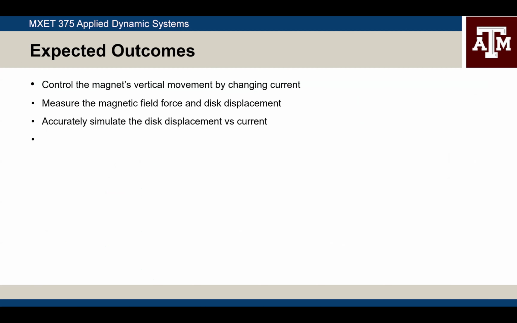So what do we hope to accomplish? First, we want to be able to control the object's vertical position by changing the current through the electromagnet. Second, we'll measure the magnetic force and resulting displacement of the object so we can tune our system with real data. Lastly, we'll compare our simulations to the actual behavior of the system. This helps validate whether our models and assumptions were accurate.